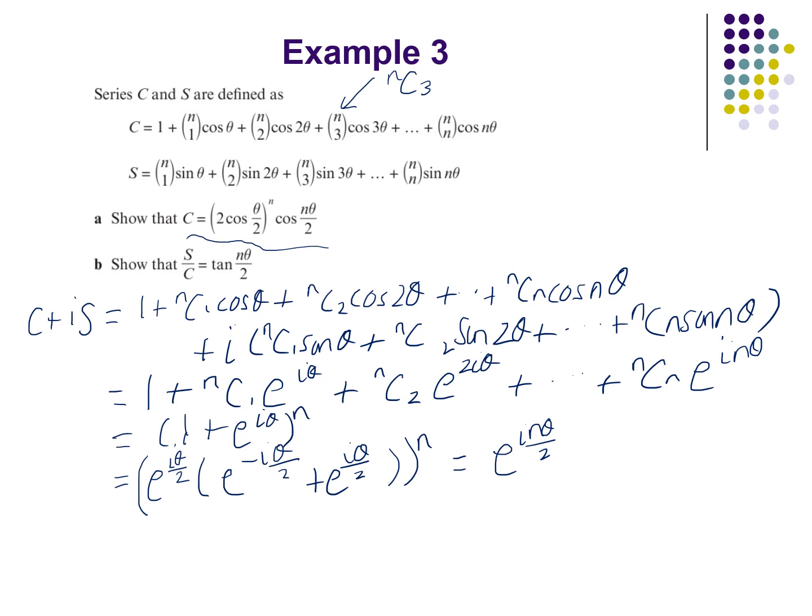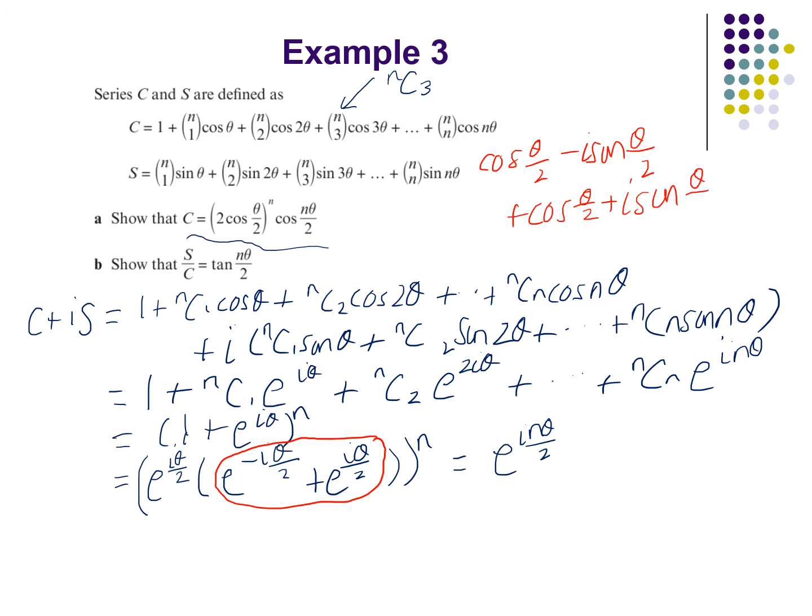Now let's sort out this bracket. We've done this before. You might remember what it is. If you don't, write it out. That first bit is cos theta over 2 minus I sine theta over 2, isn't it? Yeah, because it's got minus the angle. That second e to the I theta over 2 is cos theta over 2 plus I sine theta over 2. So in this particular example, that becomes 2 cos theta over 2. So what I end up with in here is 2 cos theta over 2, all raised to the power n.